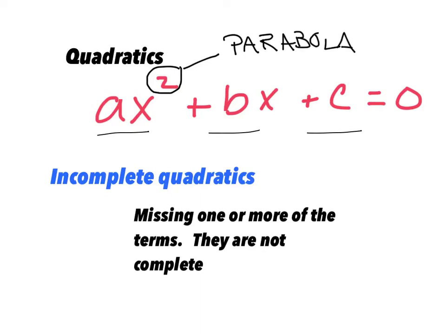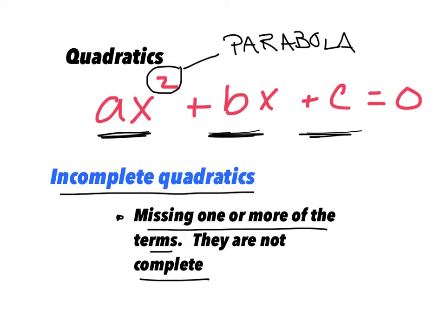Now, what are incomplete quadratics, you must be asking yourself? Well, basically, let's get this definition down. They are missing one or more of the terms. Basically, they're not complete. They don't have all three terms. One of them is missing.